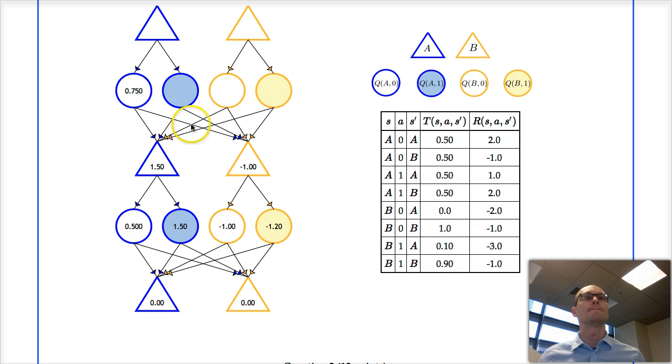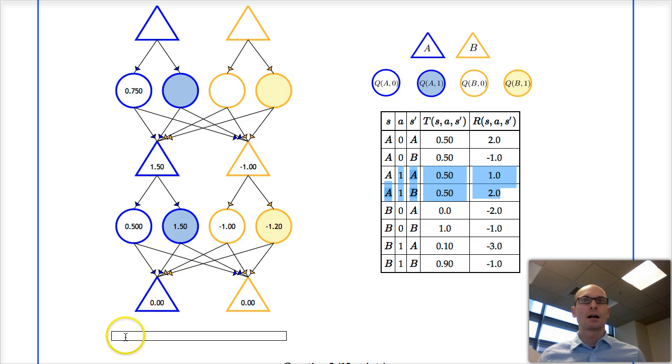That's our value here. Here we're in the Q state where we are in state A and have taken action 1. So we are in this part of the table. 50% chance we go to A, for which we get an instantaneous reward of 1.0 and a future expected sum of rewards of 1.5. And a 50% chance we go to B, for which we get an instantaneous reward of 2.0 and a future expected sum of rewards of -1.0.